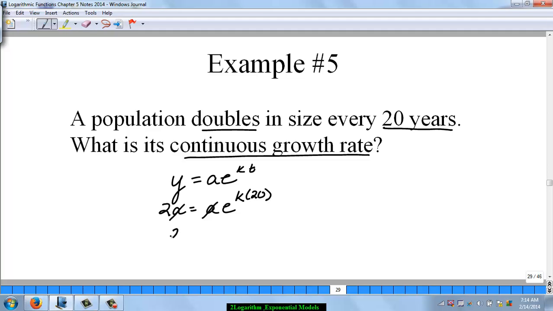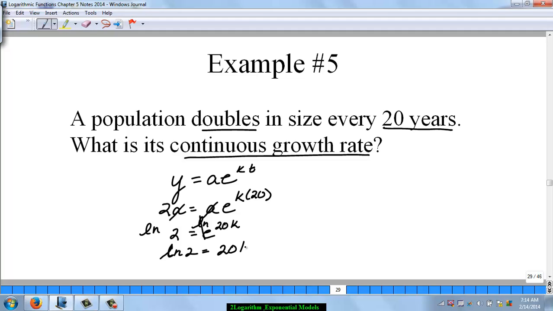So I end up with this equation, 2 equals e to the 20k. All I did was put the 20 in front of the k. It looks funny that way. And then I want to solve for k, and since k is an exponent, I'm going to natural log both sides. And thanks for playing, base e. Gotta love base e.